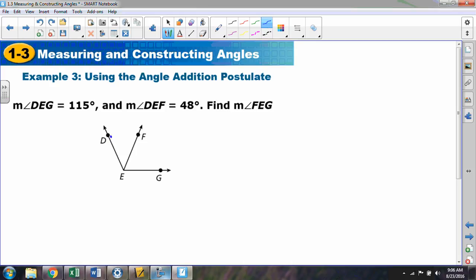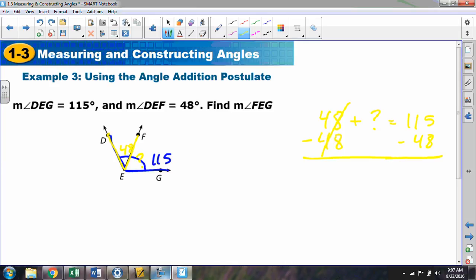DEG, D to E to G, so the whole big angle is 115. DEF is 48. How big is FEG? What would you have to do? Yeah, simple subtraction. Because we know part plus part equals the whole. Just by subtracting, we can get our result.